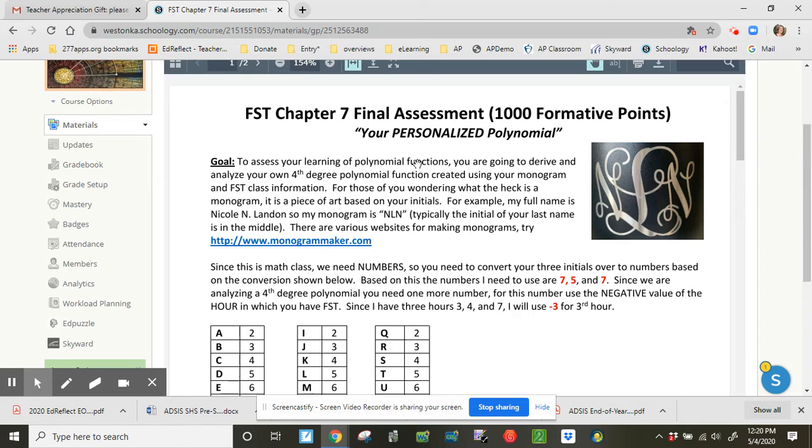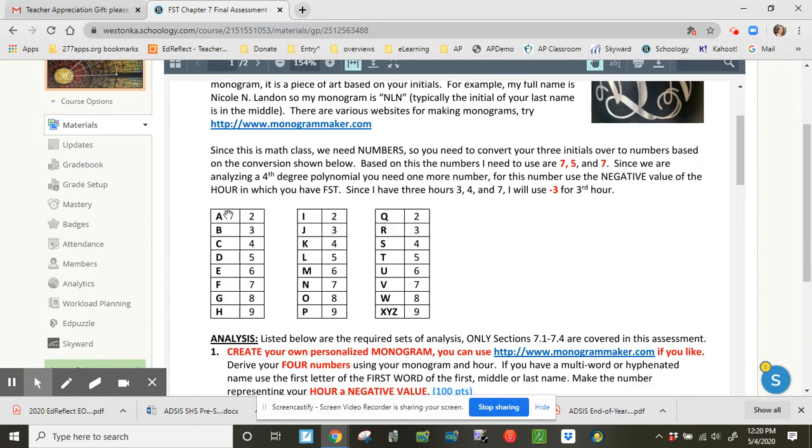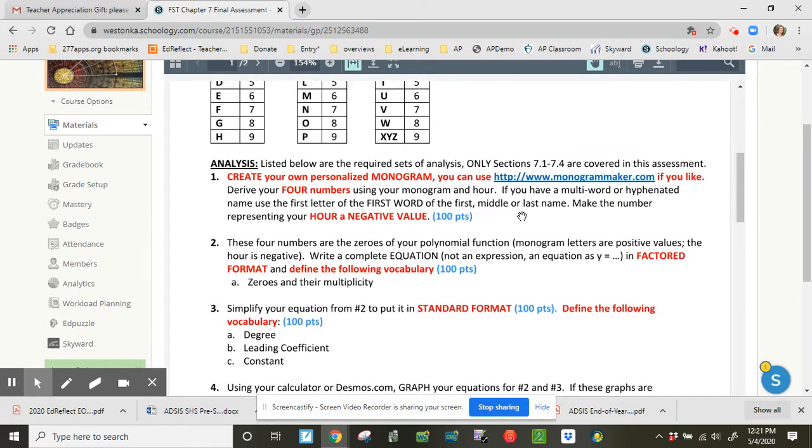You're going to be making a 4th-degree polynomial. Again, I walk through in the video, my initials are NLN, so what I do is I actually quantify that. I talk about converting your initials to numbers. You're also going to bring in the hour in which you have class. It's either 3rd, 4th, or 7th. That's going to be another number you're going to use. You're going to come up with 4 different zeros or numbers, and then you're going to analyze it.